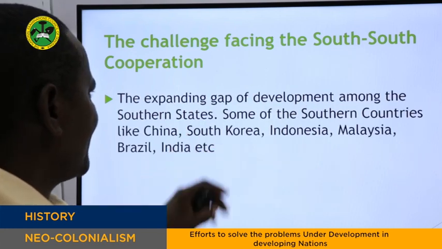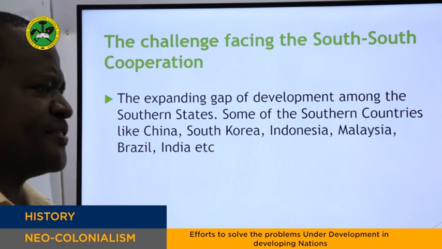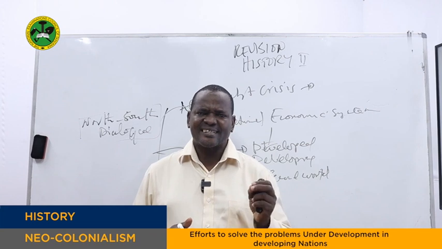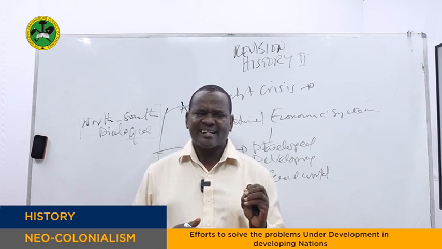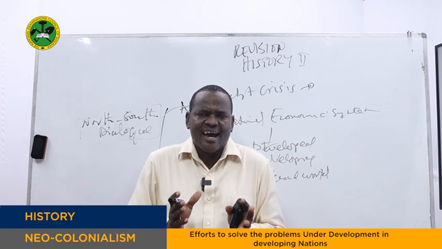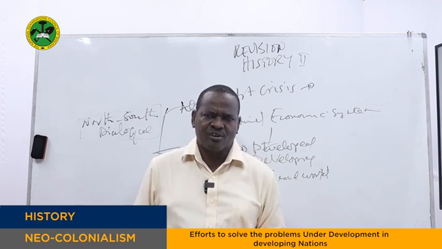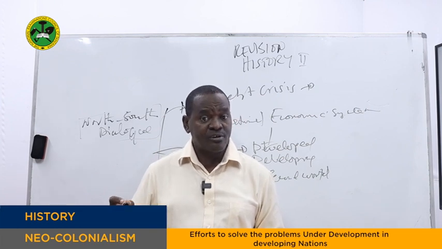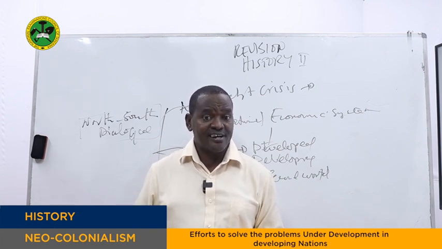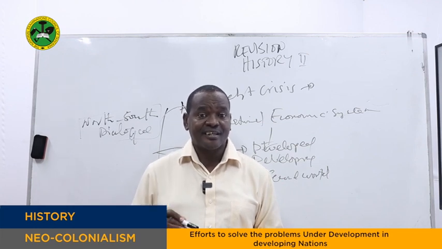Another thing is the expanding gap of development between the southern countries. My dear students, today as we speak, for instance, we have countries like Tanzania, Kenya, Uganda, or rather you can say the East African countries. How can you put East African countries in the same pool with China of today? Because China used to be a third world country. China used to be a southern country. But China today, as we speak, is the second largest industrialized country in the world.